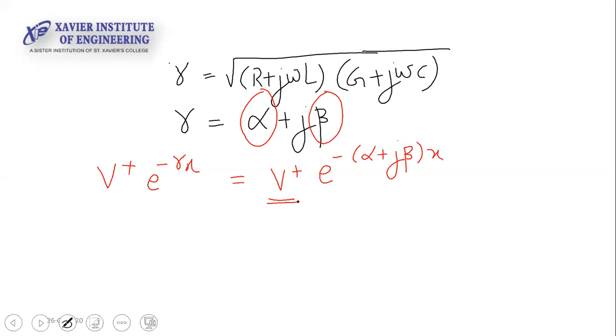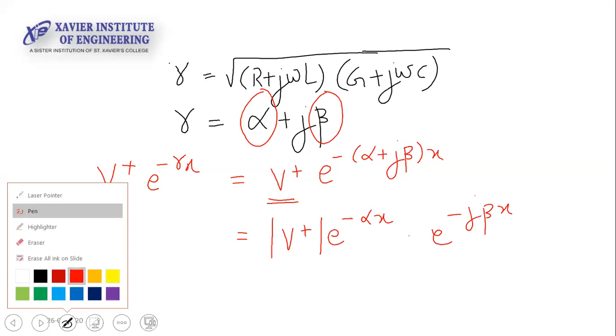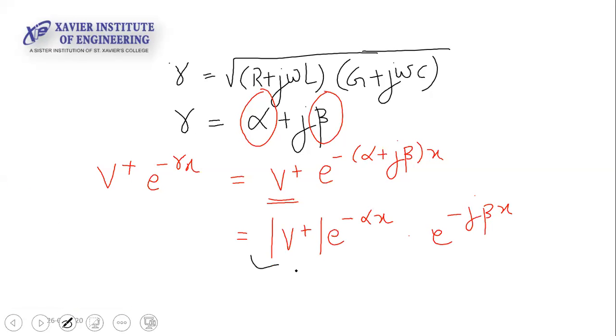If we split this equation, alpha plus beta, it becomes mod of V plus e raised to minus alpha x into e raised to minus j beta x. So this I have considered the forward moving wave, that is V plus. Last time we saw two, V plus and V minus. Out of this equation, it is very clear that this indicates the amplitude of the wave, and this talks about the phase of the wave.